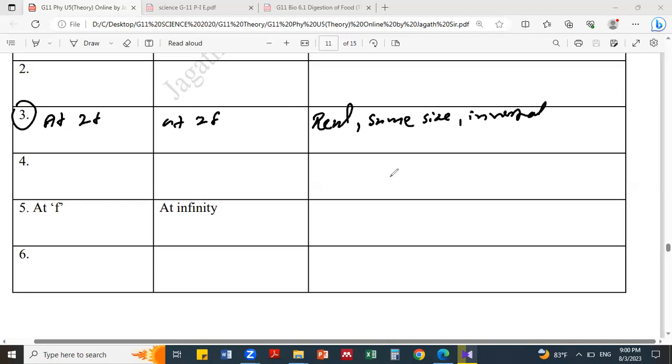Shall I erase the screen? Done. Anyone still writing? Raise hand. Okay.